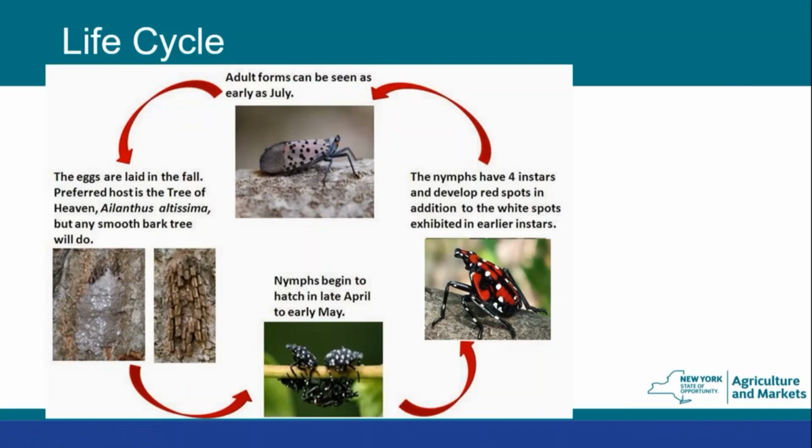And then late in the summer, really into the fall, they'll start to mate. And then once they've mated, really October through December, they will start laying their eggs. I'll get into that in a little more detail in a little bit.